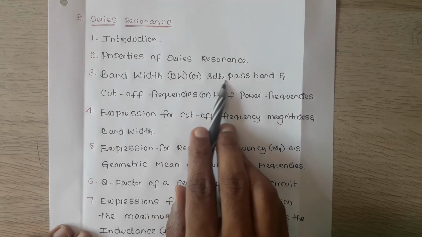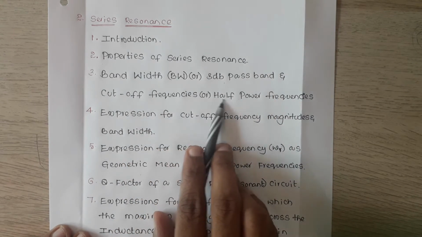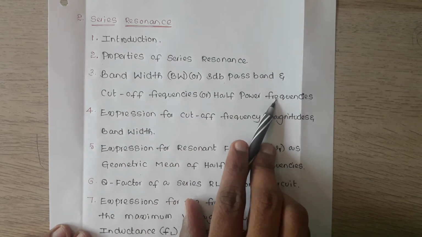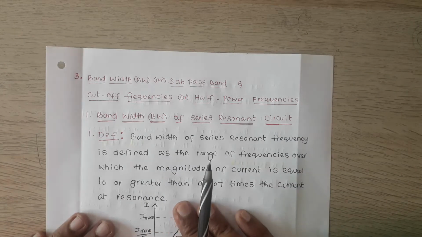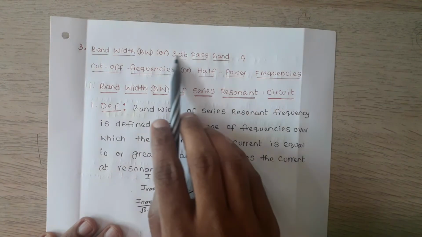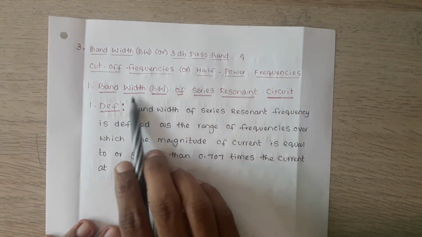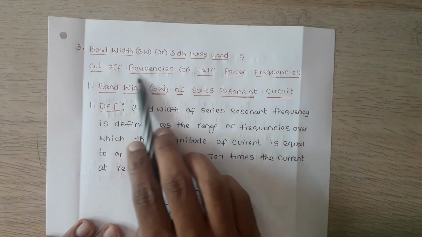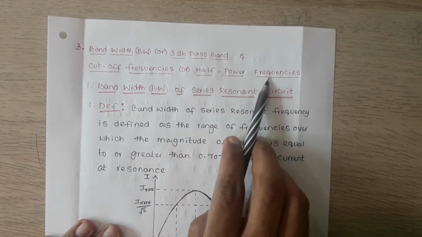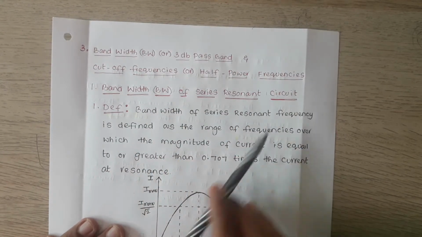Bandwidth, or 3 dB passband, and the cutoff frequencies are otherwise called half power frequencies. First we see what is bandwidth, what is the 3 dB passband, and what are cutoff frequencies and half power frequencies. So, bandwidth BW of a series resonant circuit.